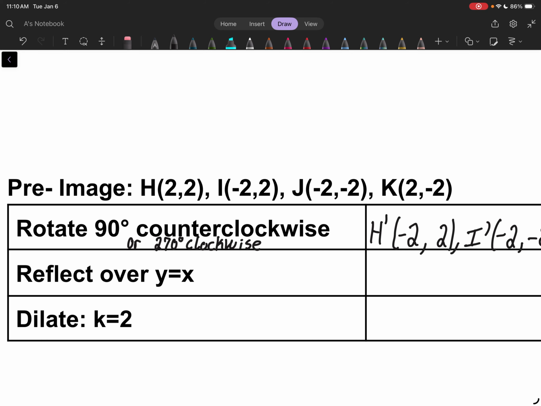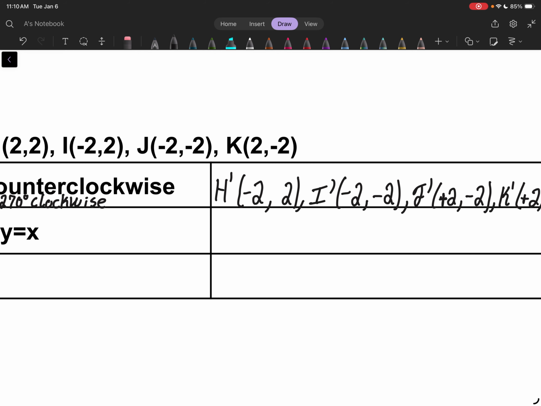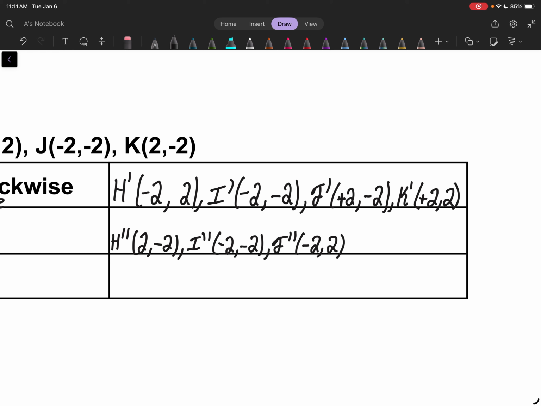The next thing we do to this figure is reflect it over Y equals X. Y equals X is quite easy. We're just flipping the order, 2, negative 2. I is negative 2, negative 2. J is negative 2, positive 2. And K is 2 and 2. So we're finished with the reflection.